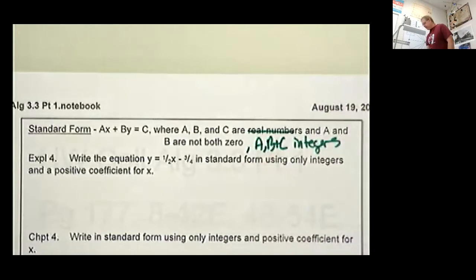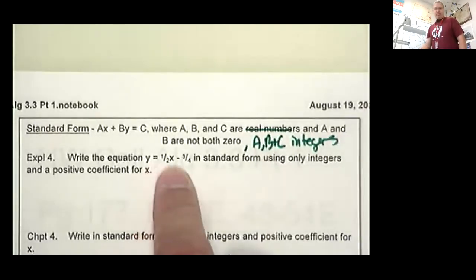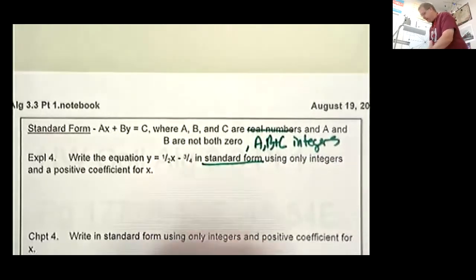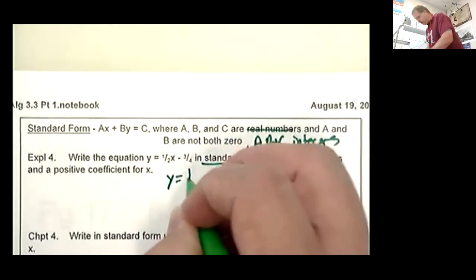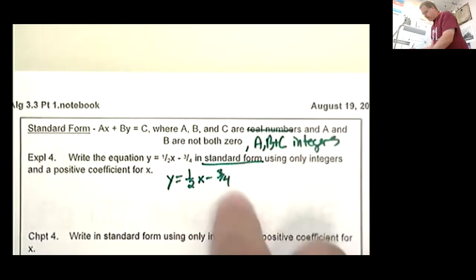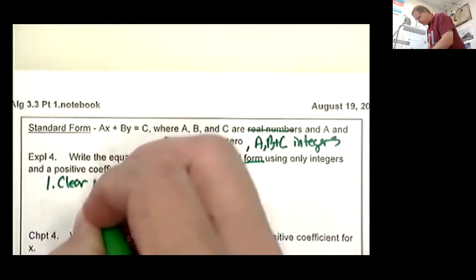So let's look at an example. We've just converted from standard form to slope-intercept form. Now we're going to go backwards. So we're going to take this equation that's in slope-intercept form and change it back into standard form. So we want to go to standard form. How are we going to do that? Well, like any equation that we saw previously in this chapter, what do we want to do first? Well, we want to clear the fractions. So step 1 is clear fractions.